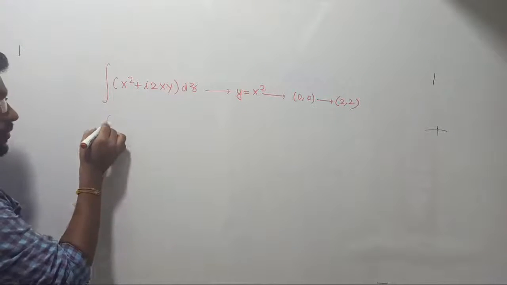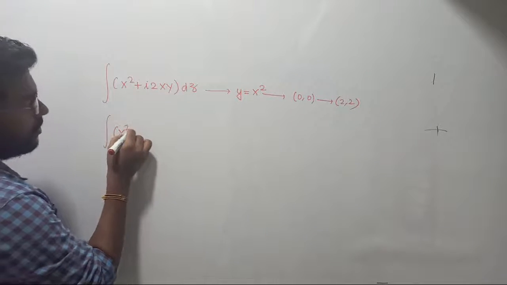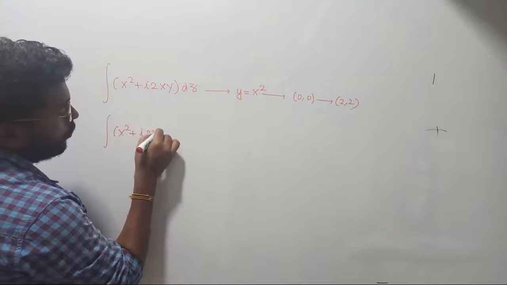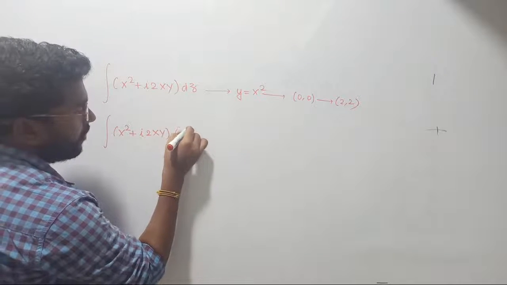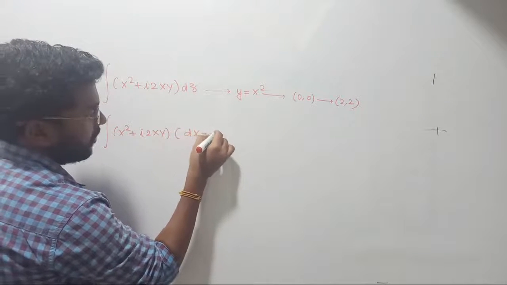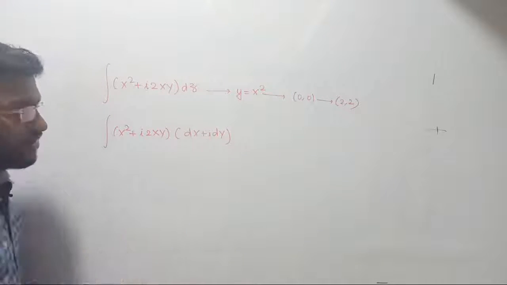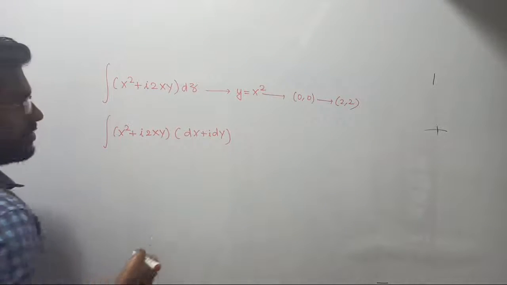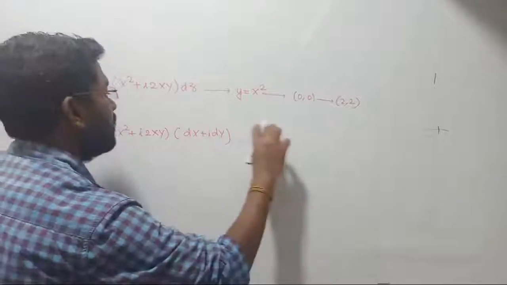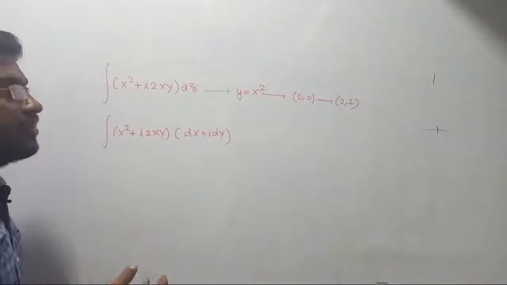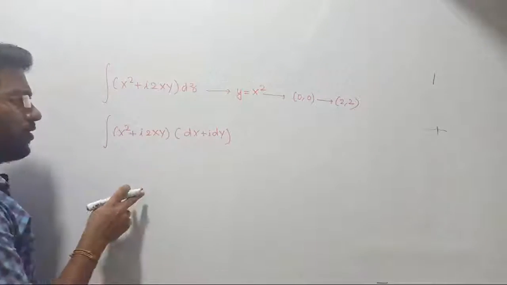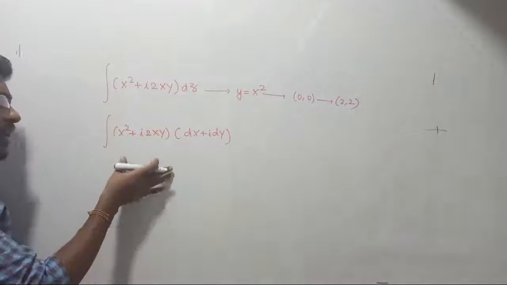Step number 1, take the function and write it as it is: x square plus i into 2xy into dz can be replaced by dx plus i into dy. That is first step, right? Second step, what should we do? We have to write the whole expression in terms of x or y. It's up to you, right? Let me write it. I'm just habituating you. I'm writing it in terms of x.